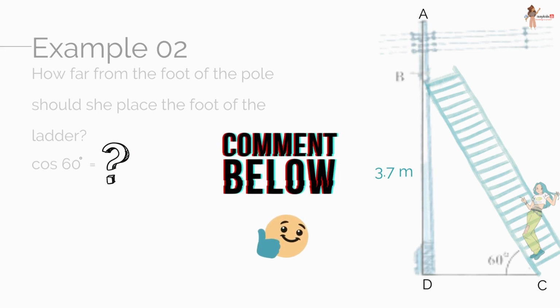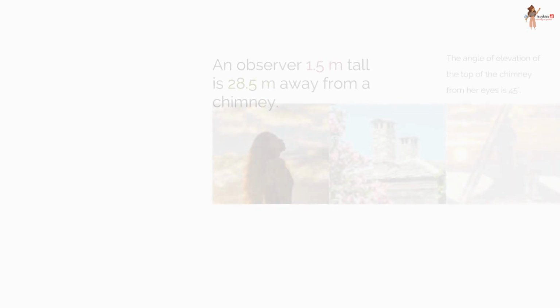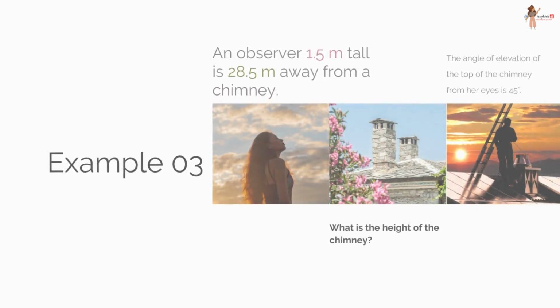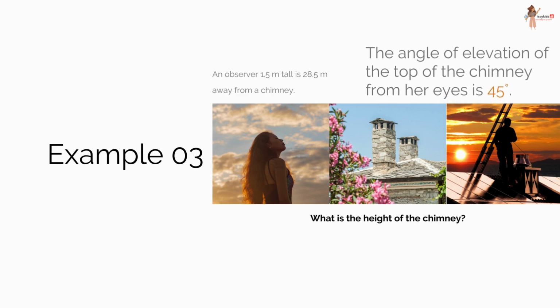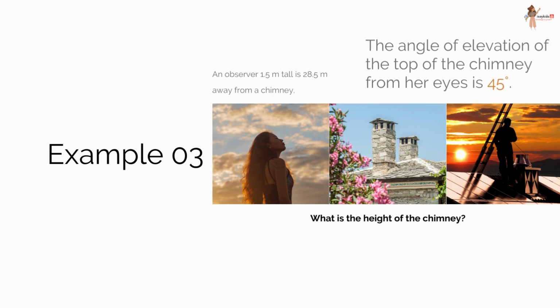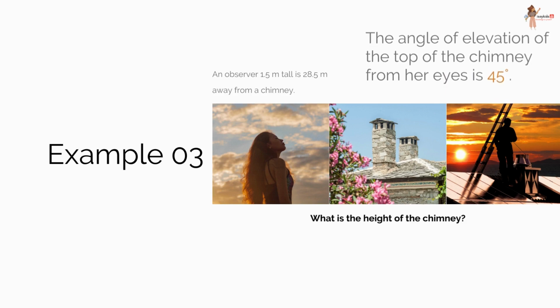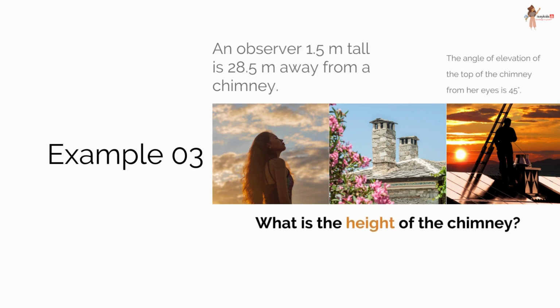Moving on to the next example. An observer 1.5 meter tall is 28.5 meter away from a chimney. The angle of elevation of the top of the chimney from her eyes is 45 degrees. What is the height of the chimney?